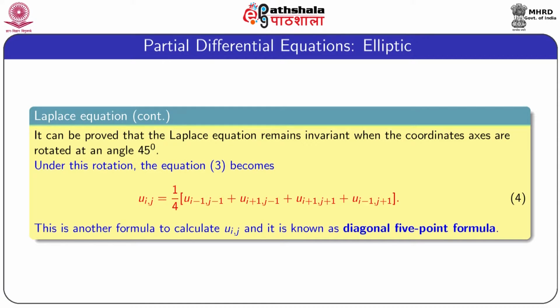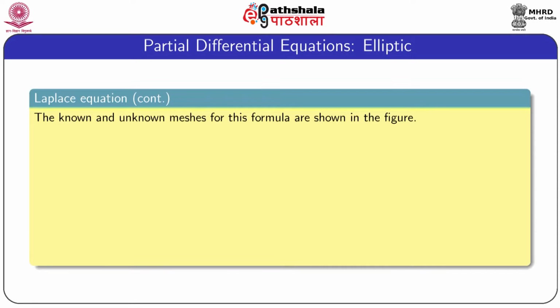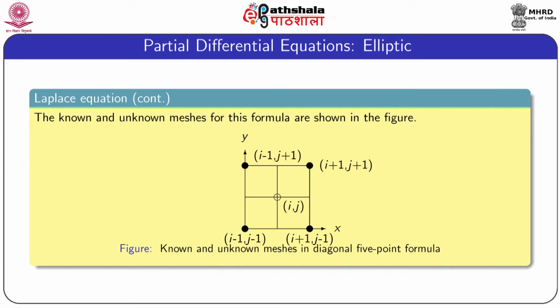This formula is known as the diagonal 5-point formula because the known meshes are at the corner points of the square region. The known and unknown meshes for this formula are shown in the following figure. Note that the four corner values are available. If the four corner values are available, then we can calculate the value of u at the mesh point (i, j). Since the diagonal values are required to calculate the value at the middle point, this method is known as the diagonal 5-point formula.